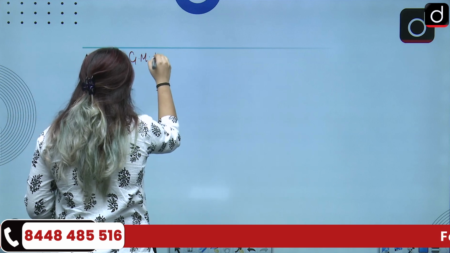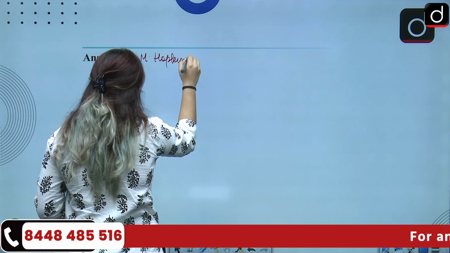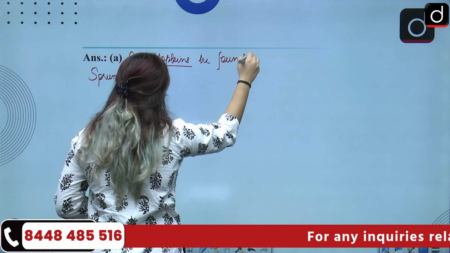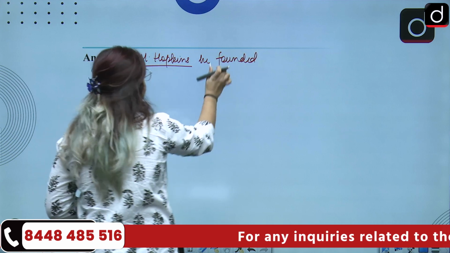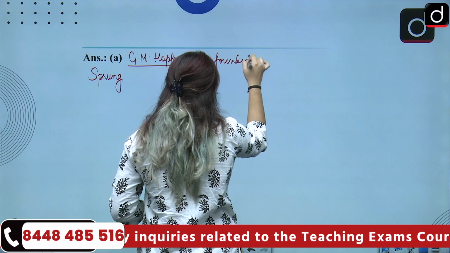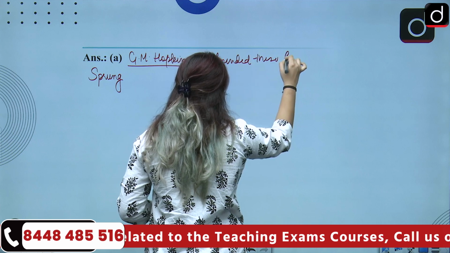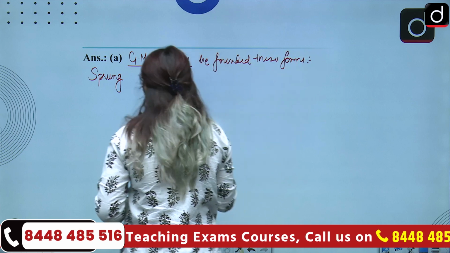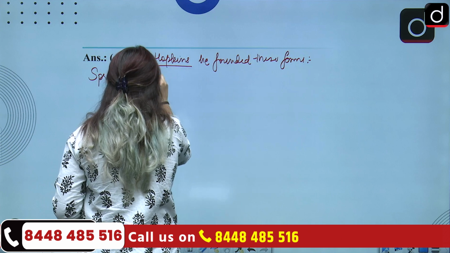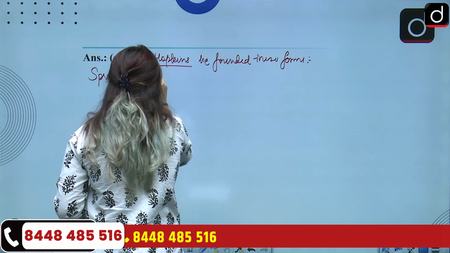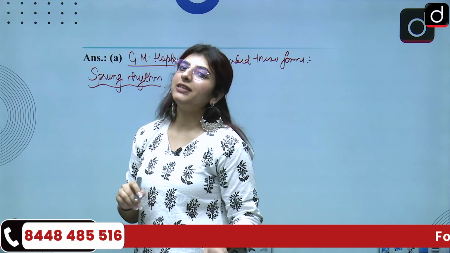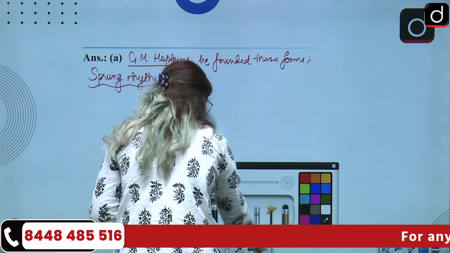G.M. Hopkins, he founded these or coined these terms, you can write it down, he founded these forms. What forms am I trying to talk about? Number one, because he was really known for this, sprung rhythm. Sprung rhythm, what does it mean? Note down the definition line by line.